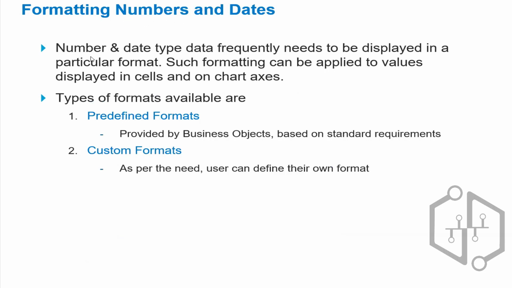Formatting numbers and dates. Number and date type data frequently needs to be displayed in a particular format. Such formatting can be applied to values displayed in cells and on chart axes. Types of formats available are predefined formats, which are provided by BOBJ based on standard requirements, and custom formats, where based on the need, we can create our own format.